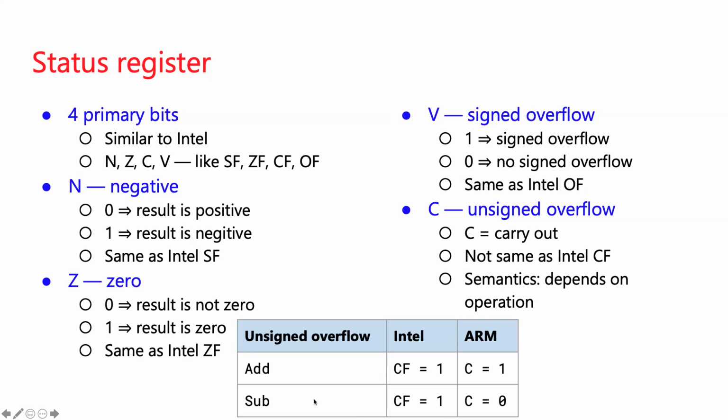But on ARM, it's going to depend on the operation. If you do an add, it's going to be just like Intel. If you do an add and you have a carry out of the high order bit, then carry is going to be 1. But if you do a subtract and you had a borrow into the high order bit, carry is going to be 0 in that case. So it's just like Intel, it's just that the bit is flipped. Questions about that? I'm sorry, that's a little inconsistent.